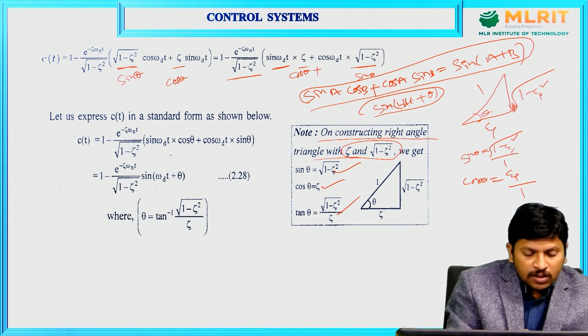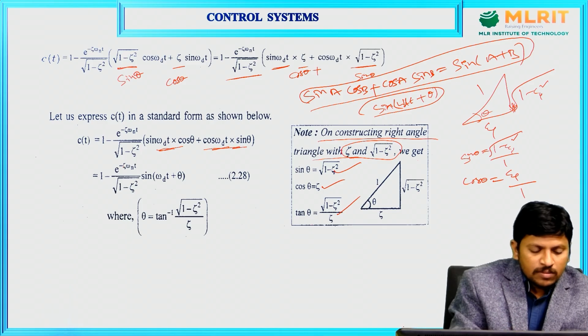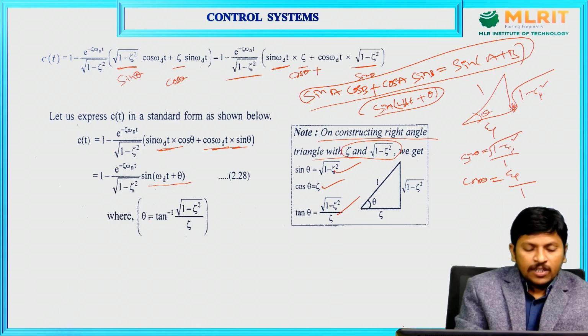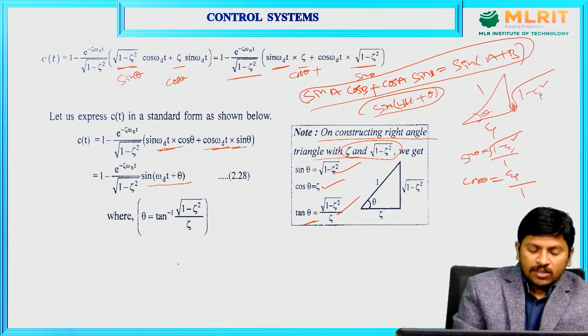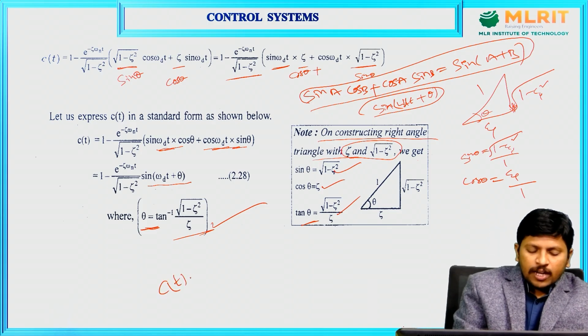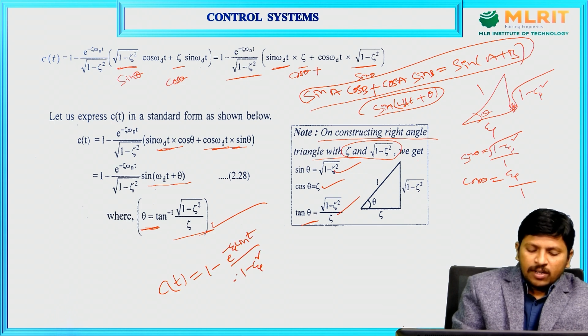See here, sin A cos B plus cos A sin B is sin of A plus B, where A equals omega dt and B equals theta, where theta equals tan inverse of under root 1 minus zeta squared divided by zeta. So this is the time response of the underdamped second order system: 1 minus e power of minus zeta omega nt divided by under root 1 minus zeta squared, and sin of omega dt plus theta.